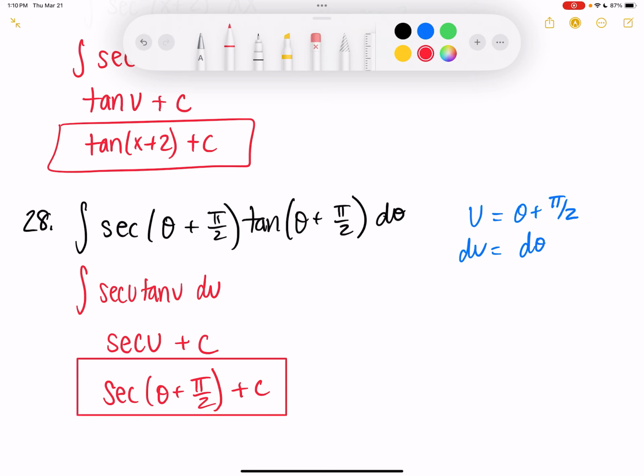Now again with this one, you might could have seen this one without needing to use u substitution. But as we go, they're obviously going to get harder and you're going to really need that u substitution thing.